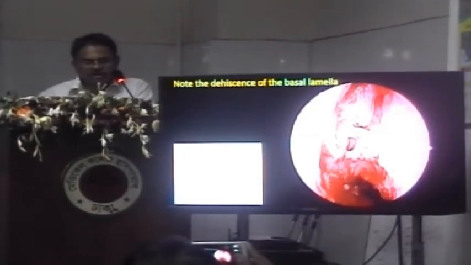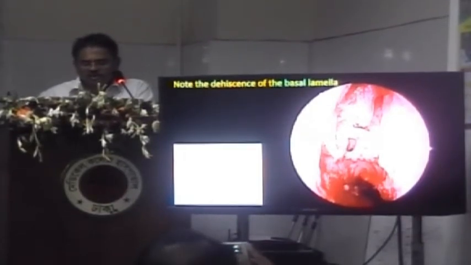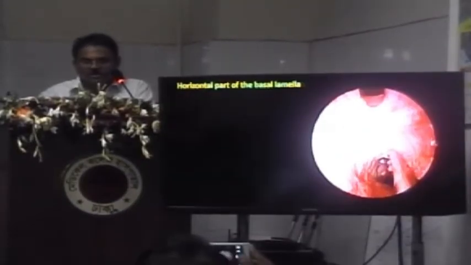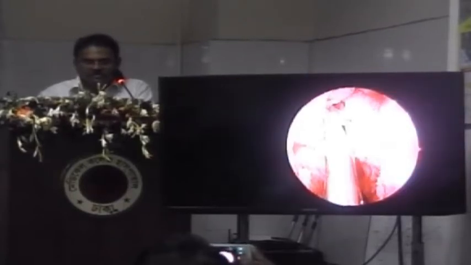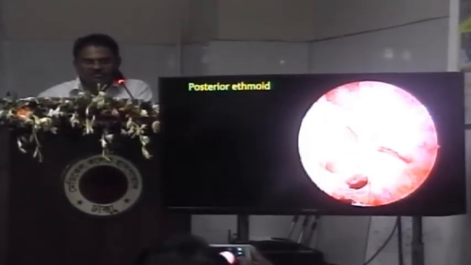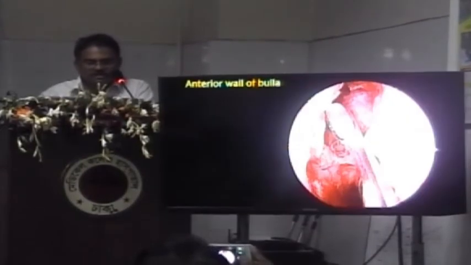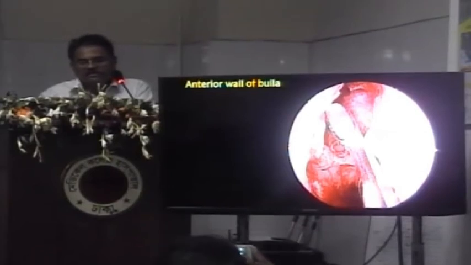Here this is the ground lamella. There is a dehiscence in the ground lamella. You should remember, here there is a dehiscence in the ground lamella. And this is the horizontal part of the basal lamella, or attachment of the middle turbinate. Then the remaining part of the bulla, the posterior wall of the bulla, is being removed. This is the posterior ethmoidal cell. The pyramidal-shaped posterior ethmoidal cells are being excised. And this is the anterior wall of the bulla, just to show you the lamella.